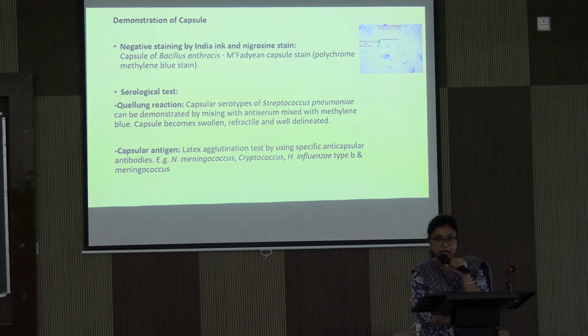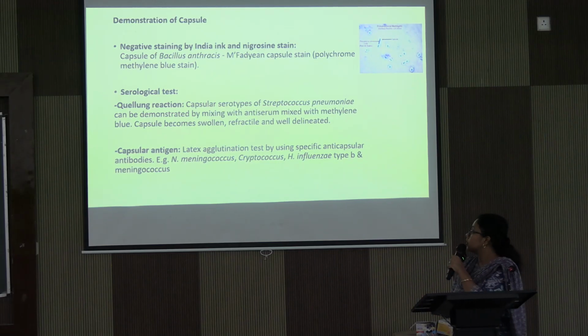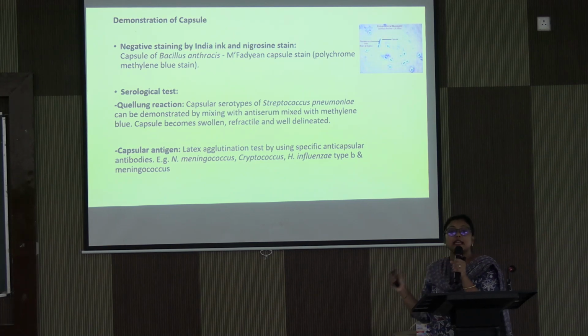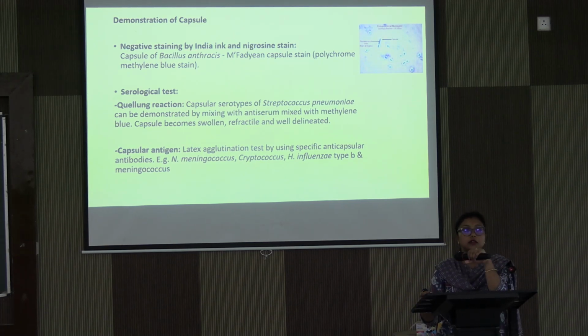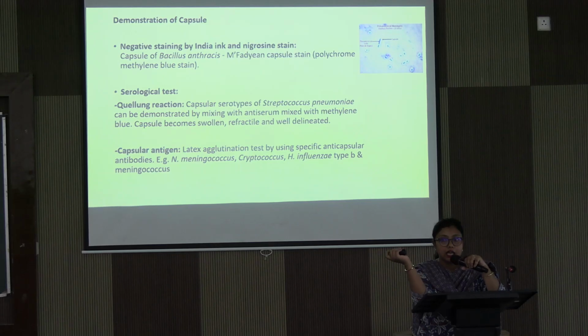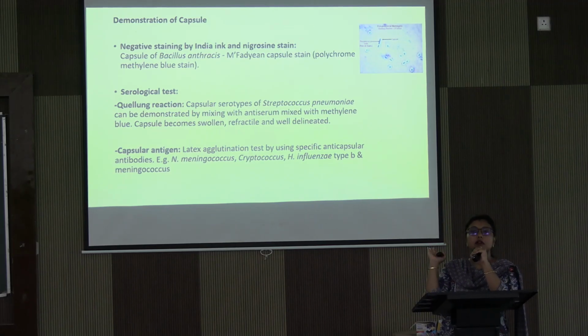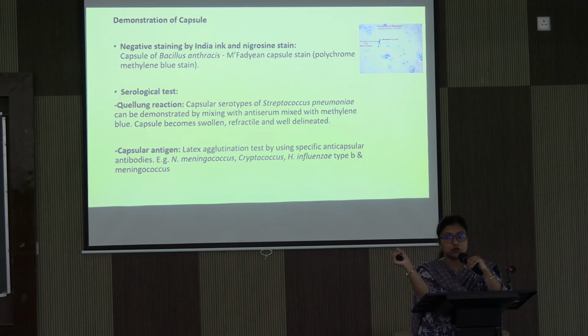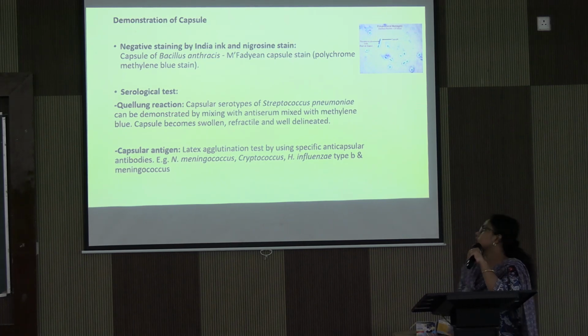How will you demonstrate the capsule? Negative staining, you all know what negative staining is. Negative staining by India ink. I know the example, but what is negative staining? Why do we call it negative? The background is stained in a very dark color like blue or black, and the cells are usually not stained. The capsule is not stained, so you can see it remarkably.